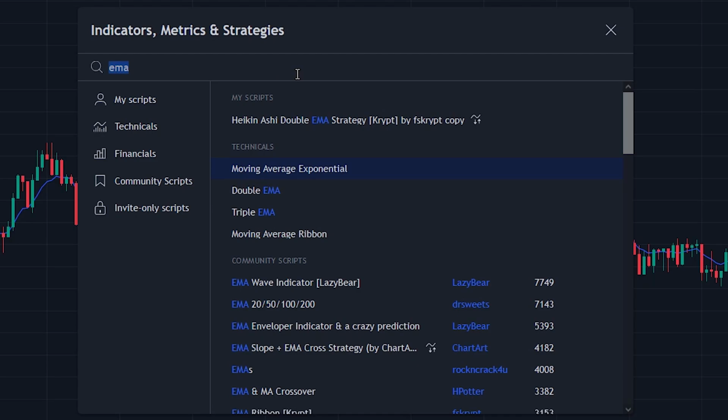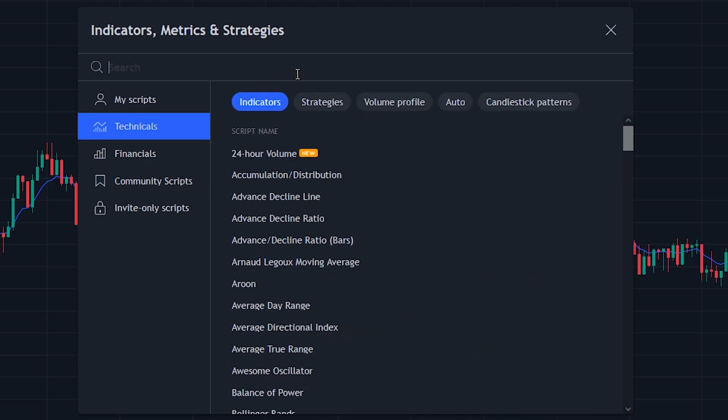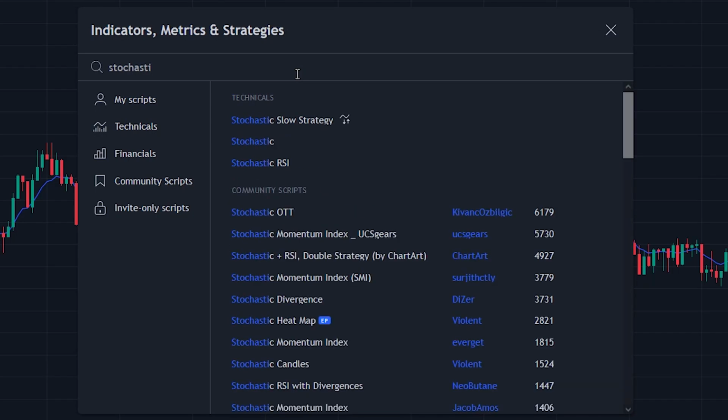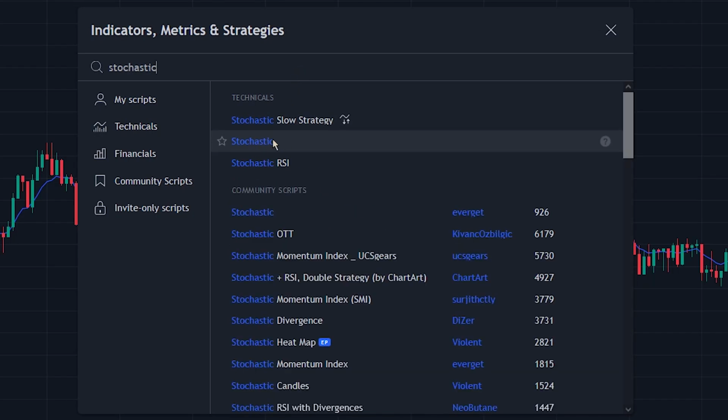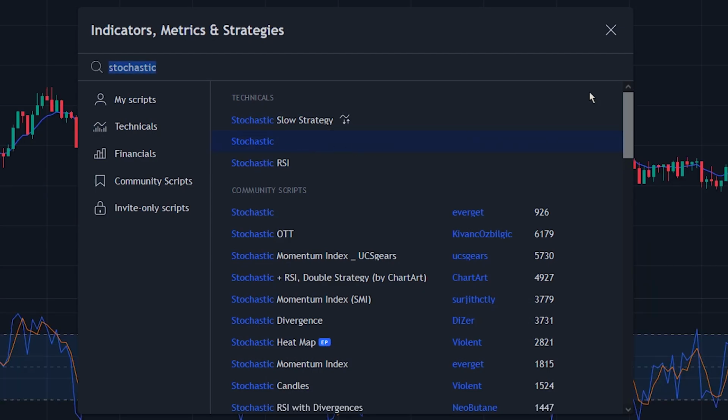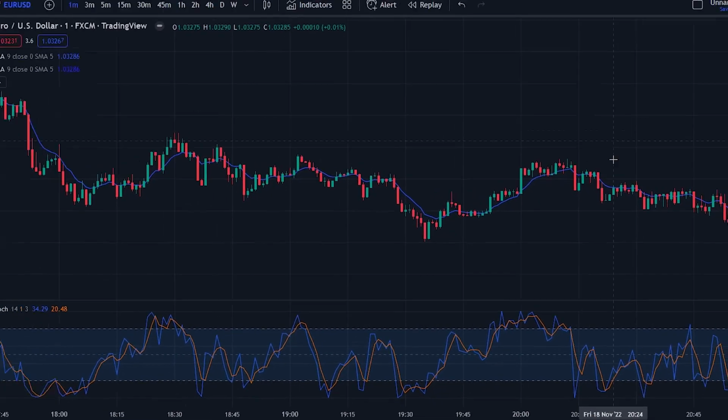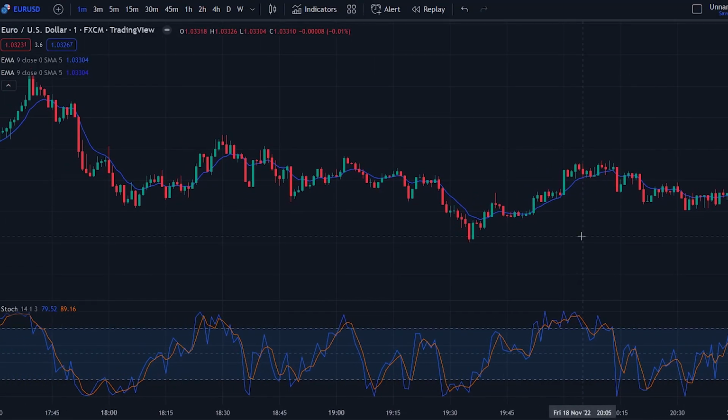Now that you have added the 2 EMAs, let's add the second indicator to the chart. Search for the stochastic indicator. Select the indicator made by TradingView and add it to the chart. This was the last indicator we will be adding to the chart. Now let's change the indicator settings.